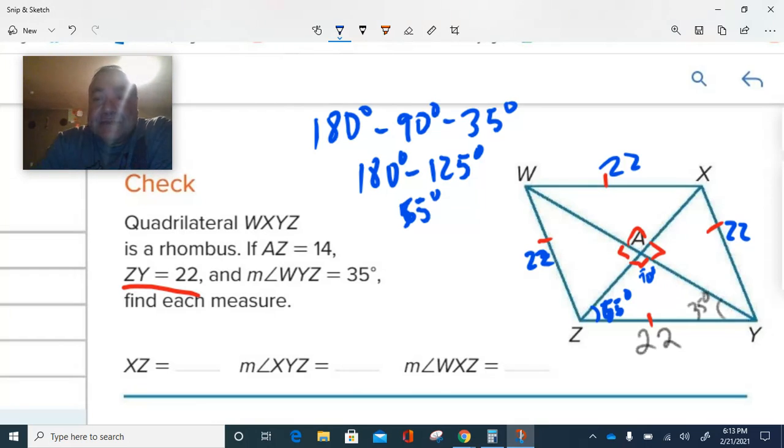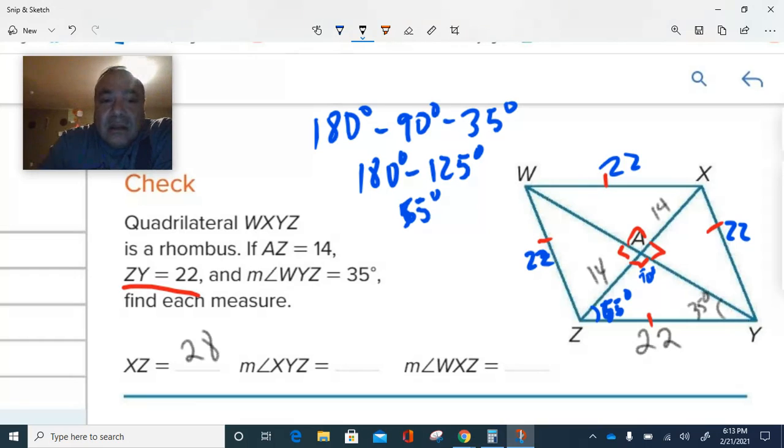Let's look at XZ. Let me see. XZ. This right here. Oh, I'm sorry, AZ. What was AZ? We never got AZ here. I forgot to do the A. A and Z. This right here, guys, we said it was 14. So therefore, this is 14 as well, right? Yep. So XZ. Let me see if we can find XZ. That would be 28, right, guys?